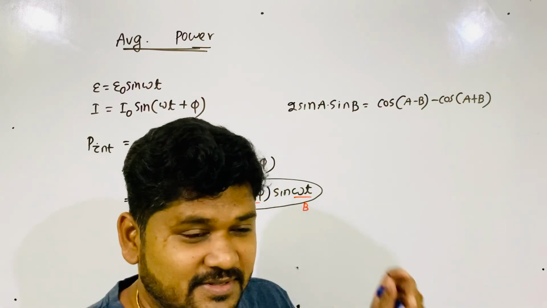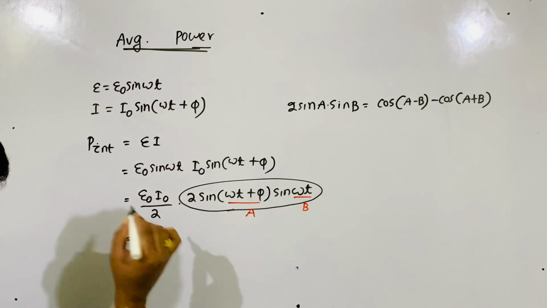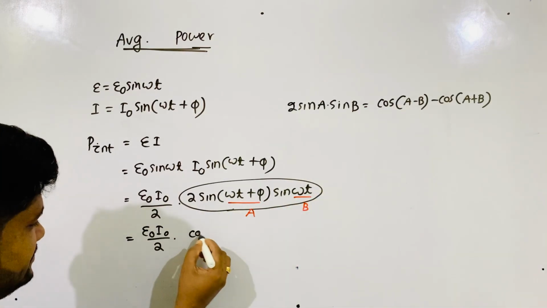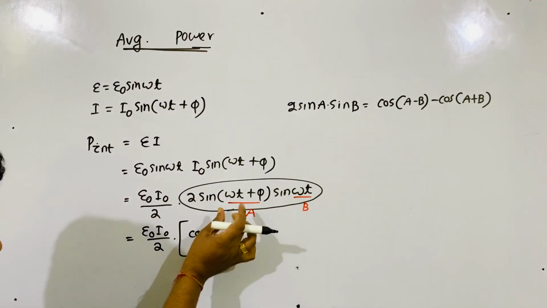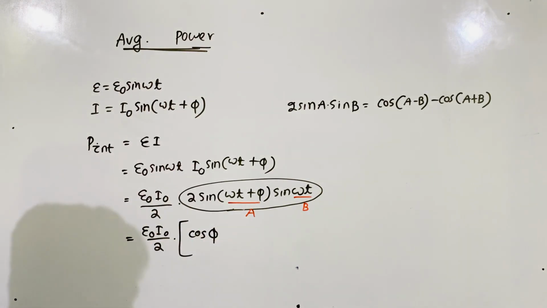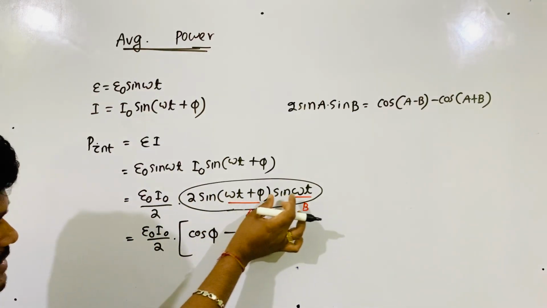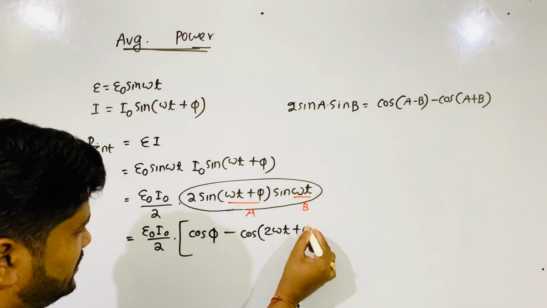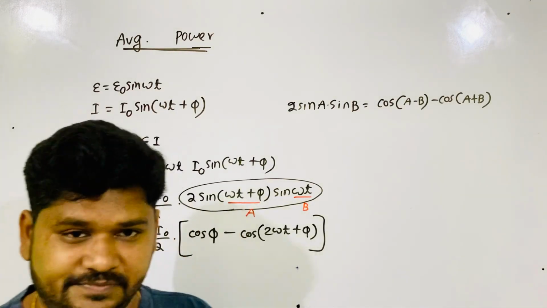Hope I am correct. So E naught I naught by 2, then use this formula. Now cos(A minus B): omega t plus phi minus omega t, so it's coming only cos phi. Then minus cos(A plus B): how much is it coming? 2 omega t plus phi. So this is the instantaneous power expression now.